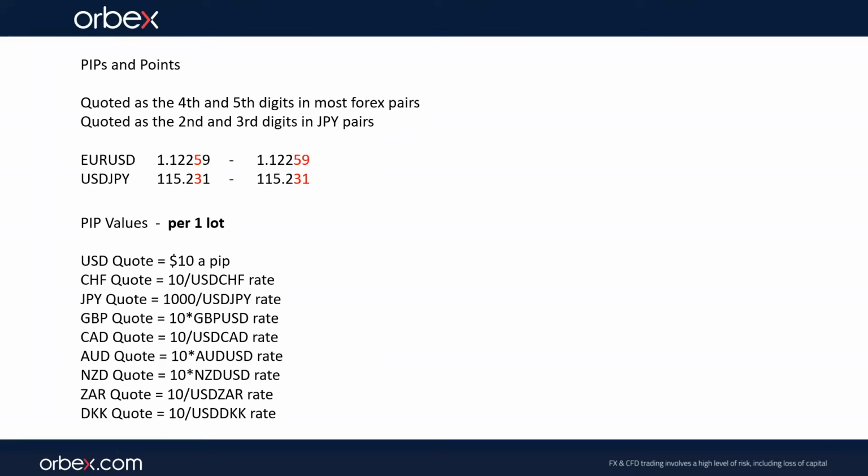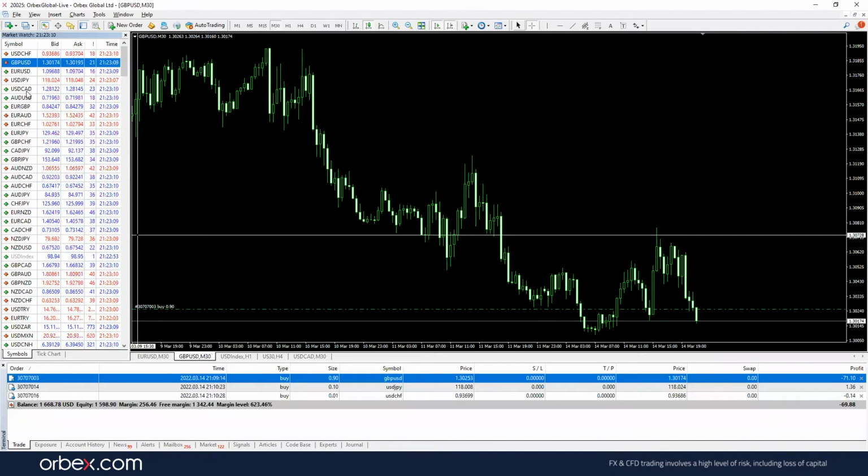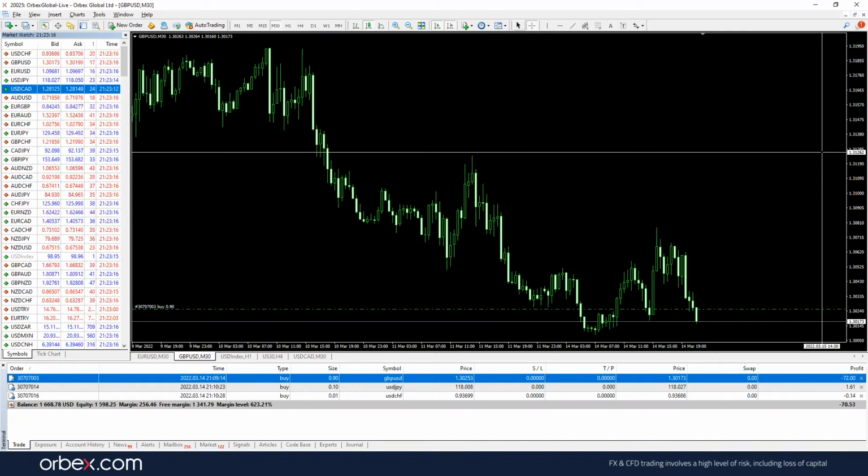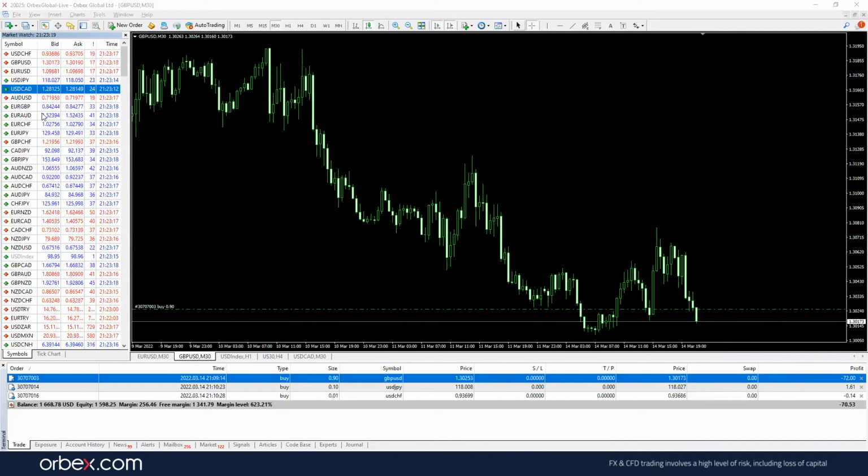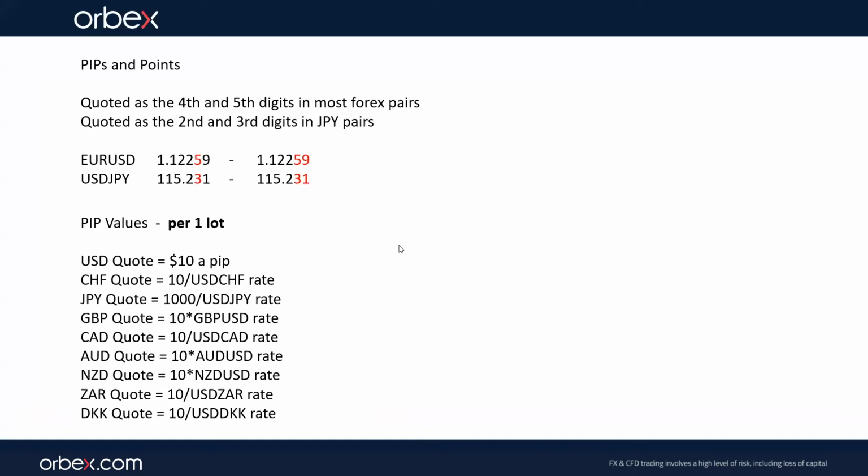And as you can see here, if we look on the dollar Canadian pair, it's moving constantly, and the same with dollar yen. So this is why the calculations, which we'll see shortly when we're calculating profit and loss, can change quite dramatically as well. So this is something to take into account when we're looking at profit and loss calculations.